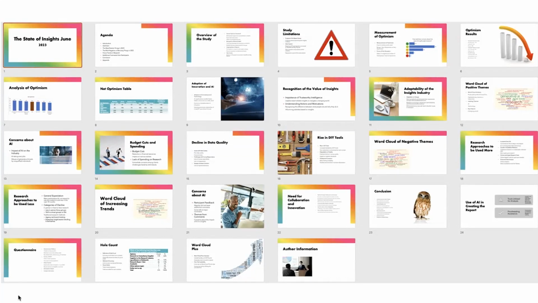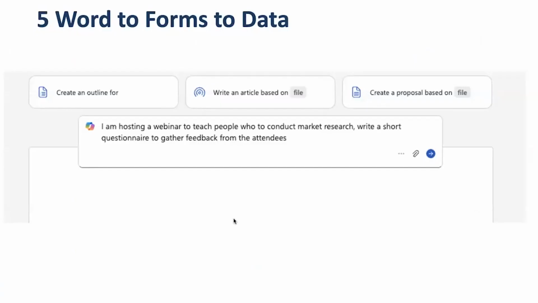So the image of an owl is taken from the report, but the image of somebody concerned about AI looking out there was generated by Copilot. And when I get to that page, I could ask it to generate more images. We can go from Word to Forms to data.